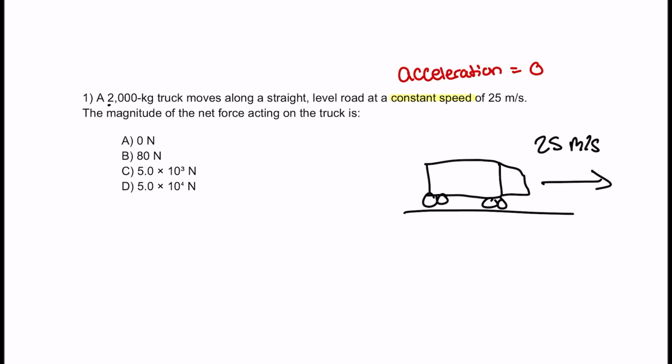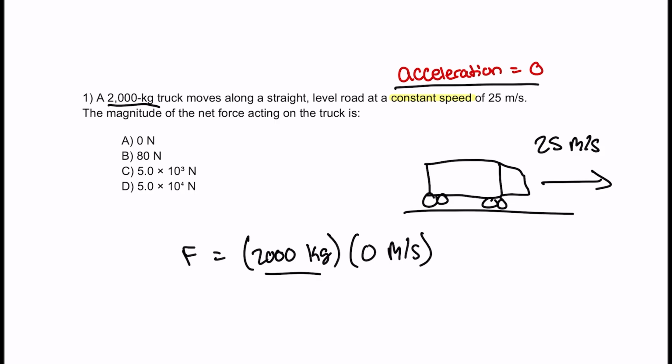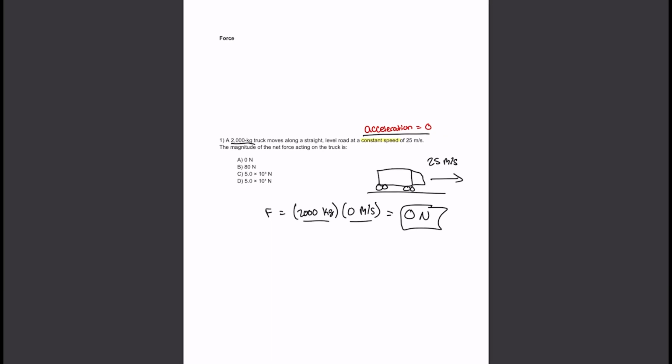So, we know the mass of the truck and we know the acceleration. We're going to use Newton's second law for this. Force equals mass, 2,000 kilograms, times the acceleration, 0 meters per second squared. 2,000 times 0, or anything times 0, is always going to equal 0. So it's 0 newtons. Let's move on to the next problem.